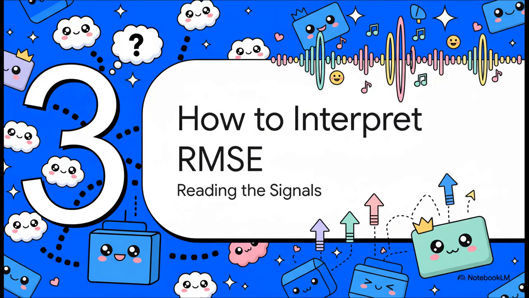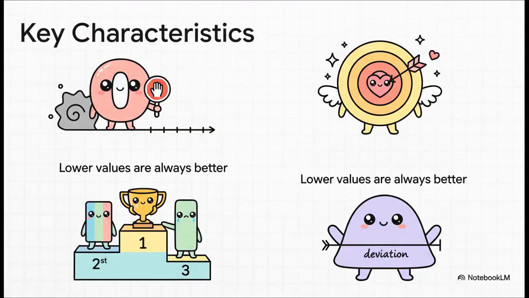So, we've got our RMSE score, we have a number, but what does that number actually mean? How do we read the signals it's sending us? Let's break it down. Okay, a few key things to remember. It's never negative. And an RMSE of 0? Well, that would mean you have a perfect model. So the goal is simple. Lower is always better. And because of that final square root step, the RMSE is in the exact same units as the thing you're trying to predict. So if you're predicting prices in dollars, your RMSE is also in dollars.